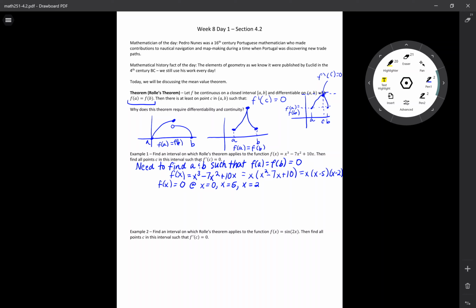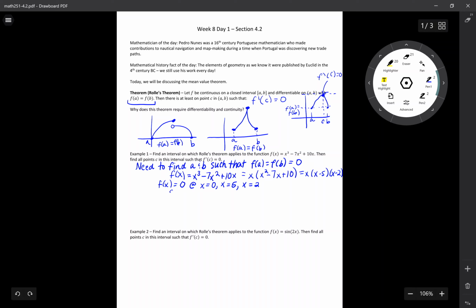So I can use any combination of these 3 points that I want. I could say my interval a is equal to 0, b is equal to 2. I could say a is equal to 2, b is equal to 5. Or I could say a is equal to 0, b is equal to 5. So I could choose any two numbers here. I'm going to choose 0 to 5.